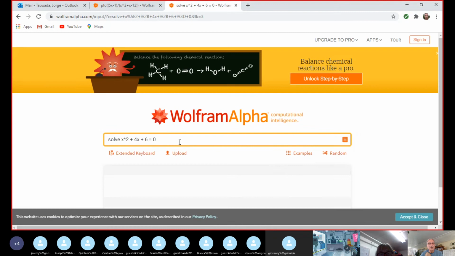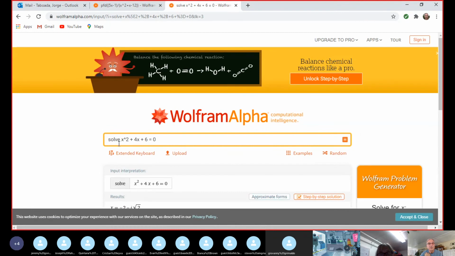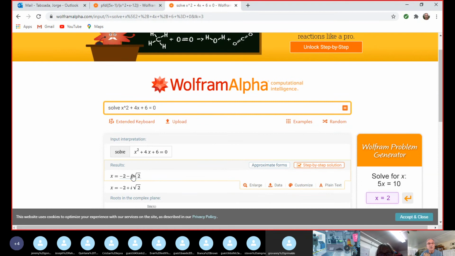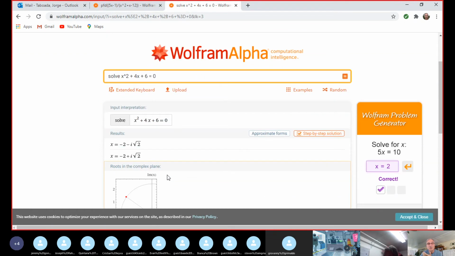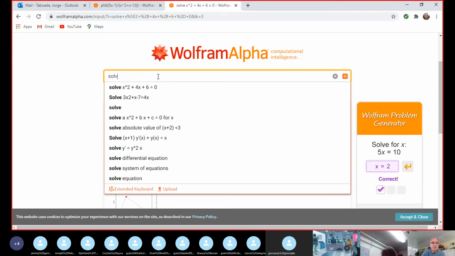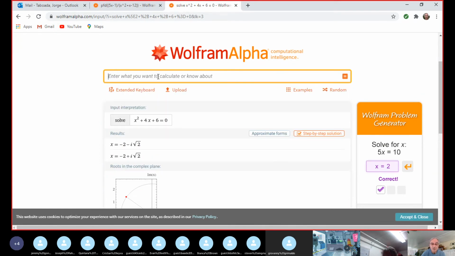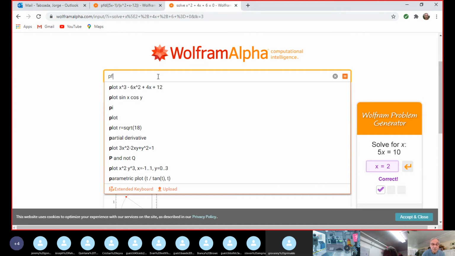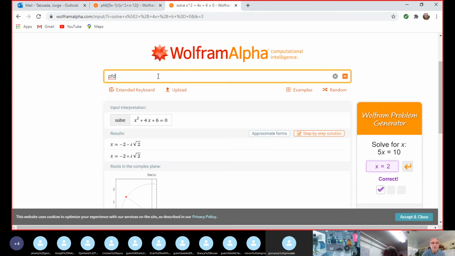Look, for example, this is a quadratic equation. You put solve, and you put a quadratic equation, and immediately when you press the button, it gives me the solution using the quadratic formula. But in this case, I put PDF, partial fraction decomposition. Look. Partial fraction decomposition. Open the parentheses. I type in my equation.